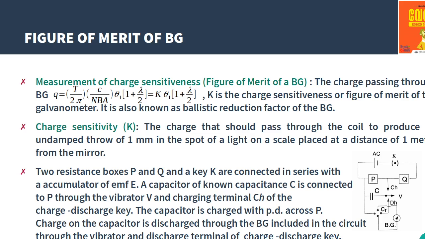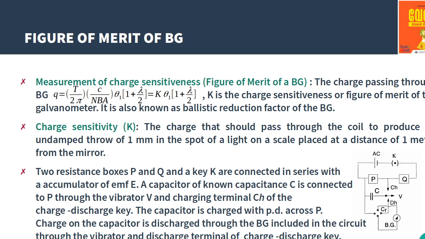You can also write it like this: the amount of charge that should be passed to the coil to produce a deflection of 1 mm on a scale placed at a distance of 1 meter from the mirror. Both are the same. If you want to write it in a more complete way, you can use the statement given there. Otherwise, you can use the same statement as the current sensitivity, you just change the charge there. Instead of current, you put charge.